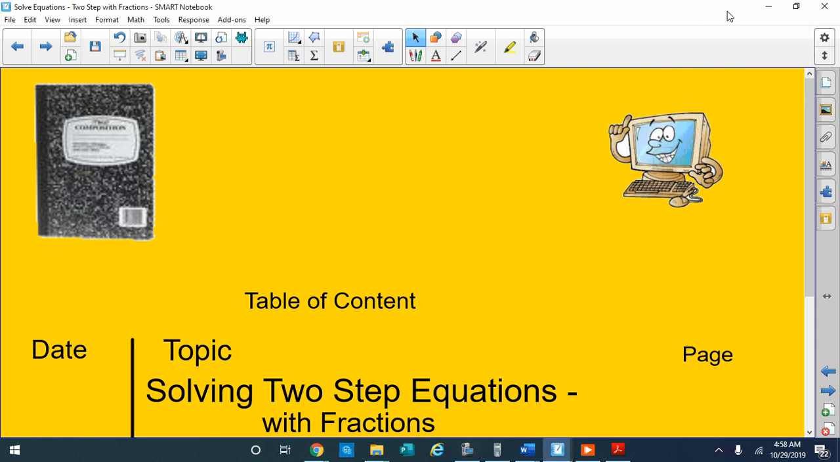This is Dr. Robinson again, and we're going to continue our studies. This time we are solving two-step equations with fractions. So we're going to be dealing with a lot of fractions.